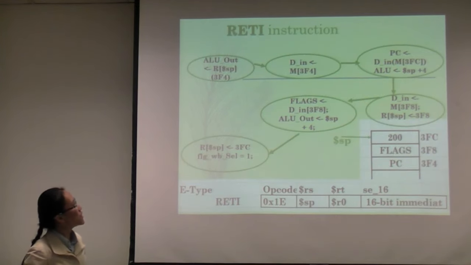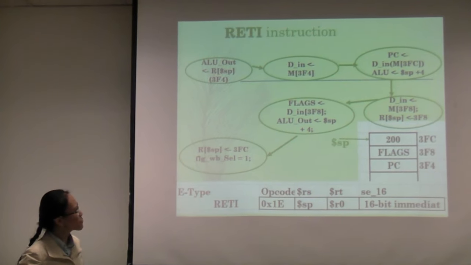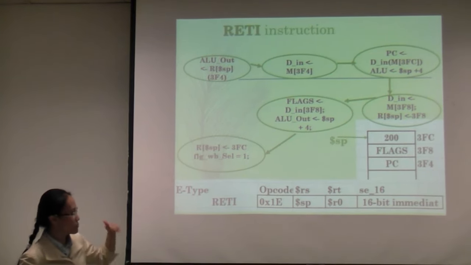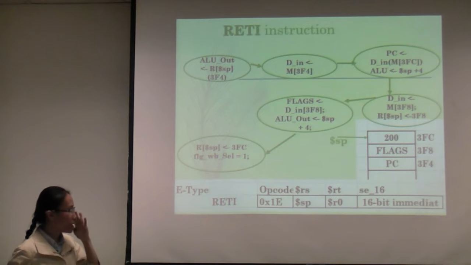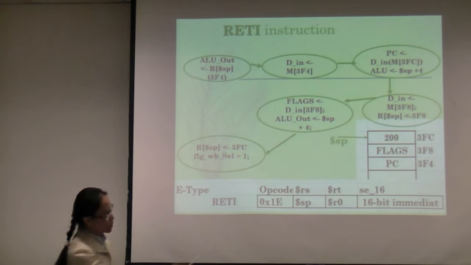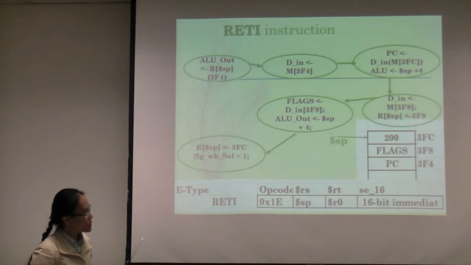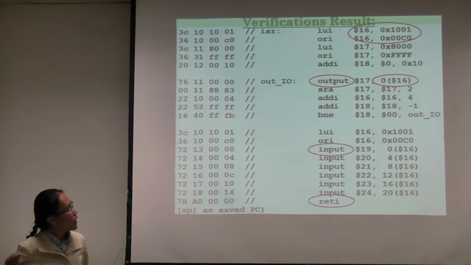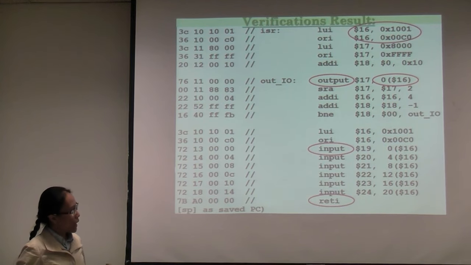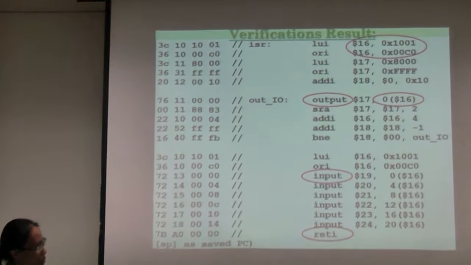So for the return from the interrupt, it's the stack pointer starting from 3FC and then read the data from the stack pointer from the bottom to the top. And the last stack pointer is going to be 200 when it returns the return address to the processor. And this is the verification. It has the input, output, and the return from interrupt instruction.